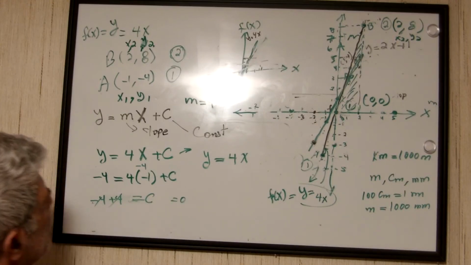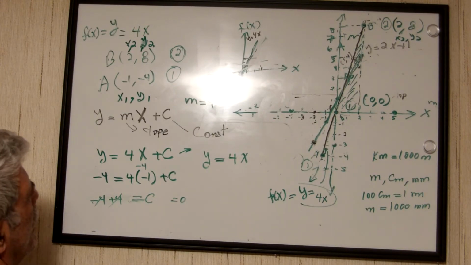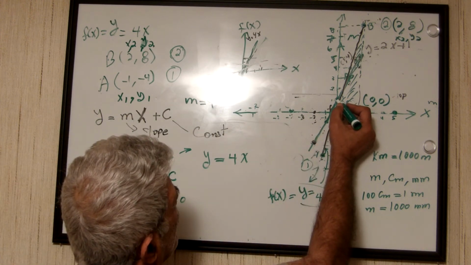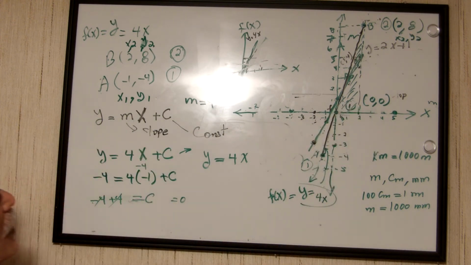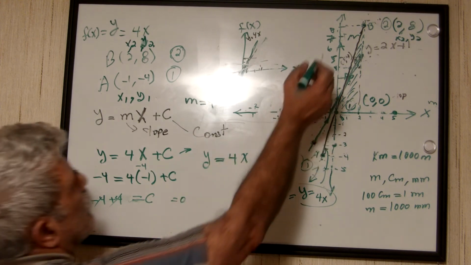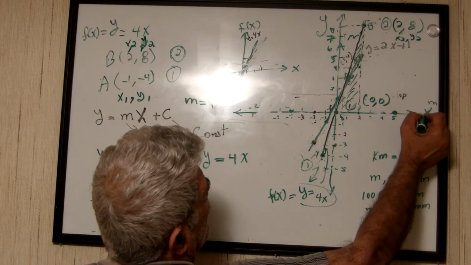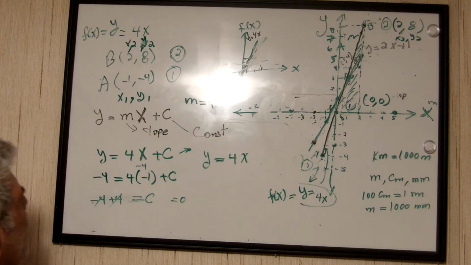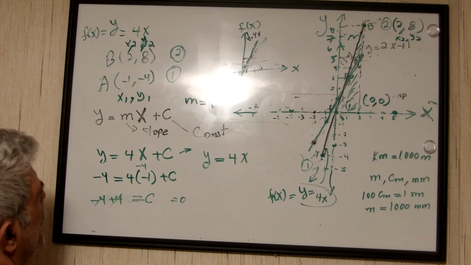Why is c 0? Now I tell you. c is the constant that is actually on the y axis. This is the y axis. This is the x axis. So we put the value for y. Now you have the equation.